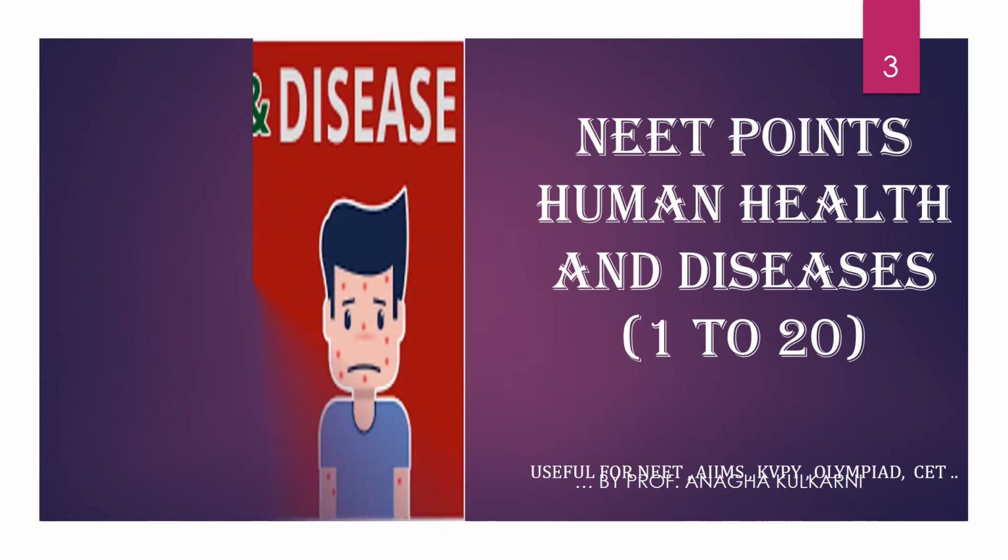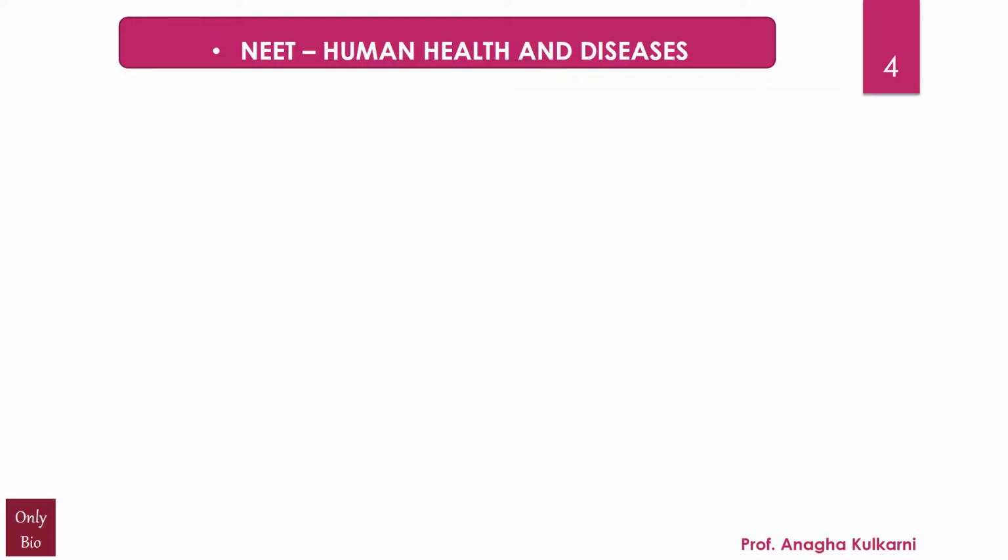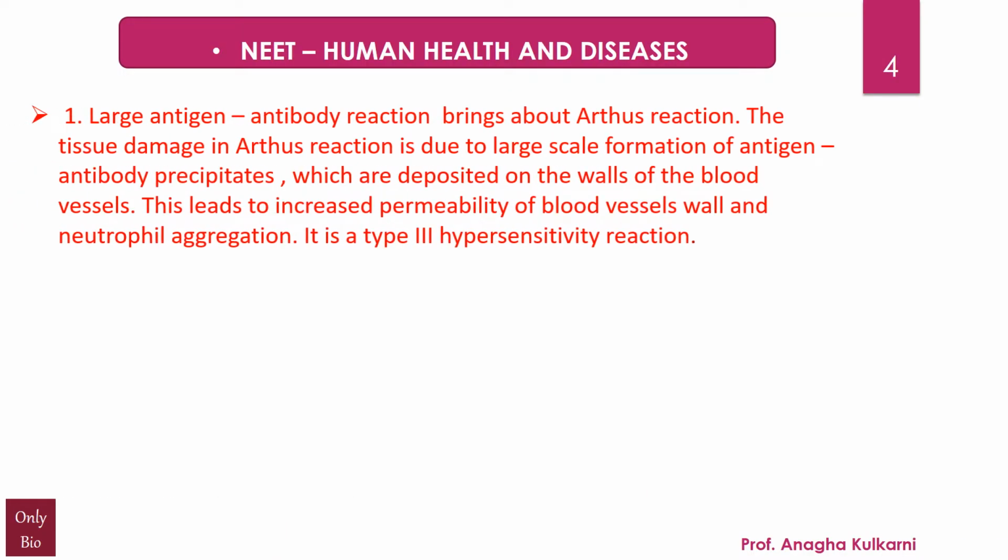So presenting the important points from the chapter Human Health and Diseases, from 1 to 20. Point number one: large antigen antibody reaction brings about Arthus reaction. Friends, this has not been mentioned in our book, so it is definitely worth writing. However, it has appeared in many competitive exams, so this particular point has been derived from there. So do understand this and make a note.